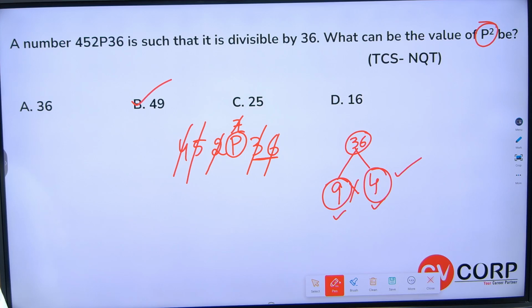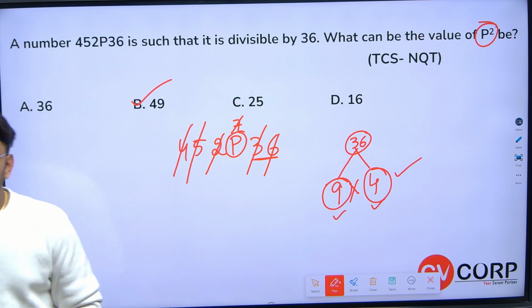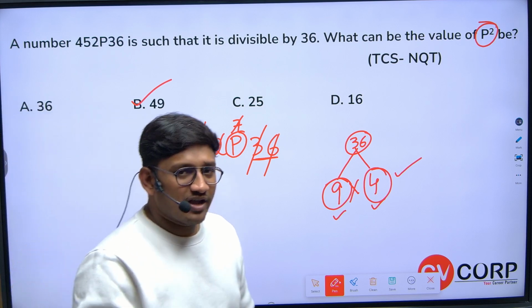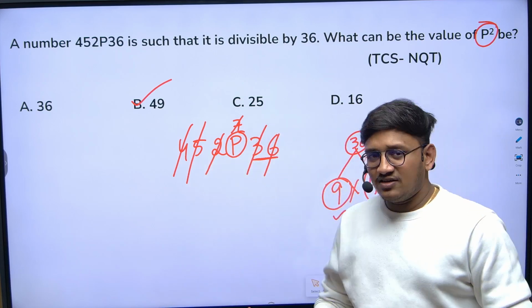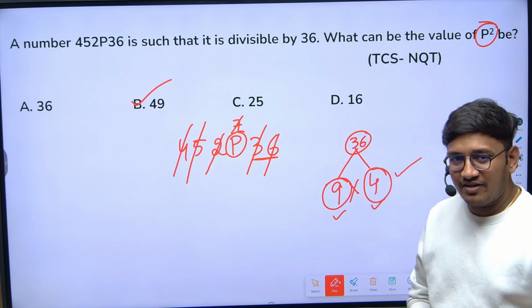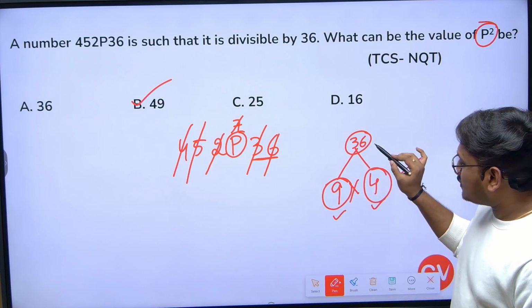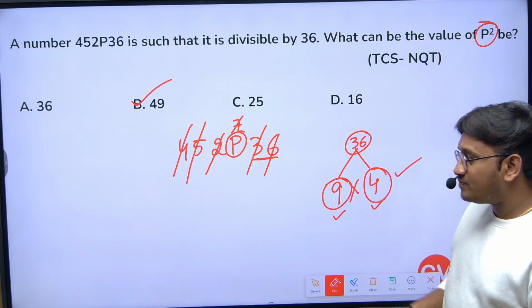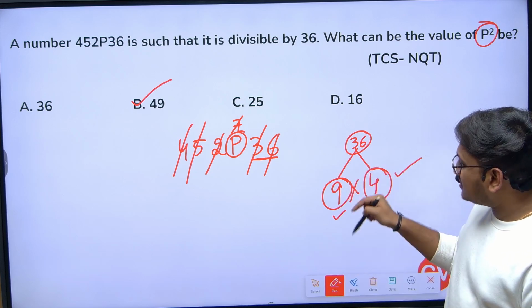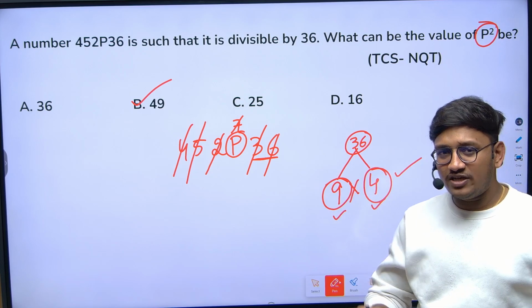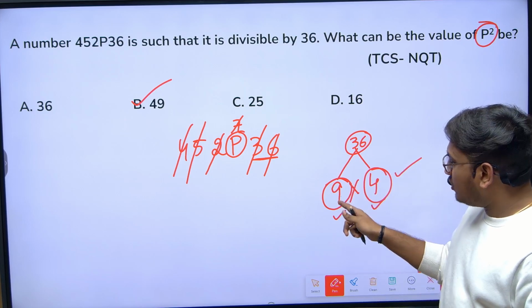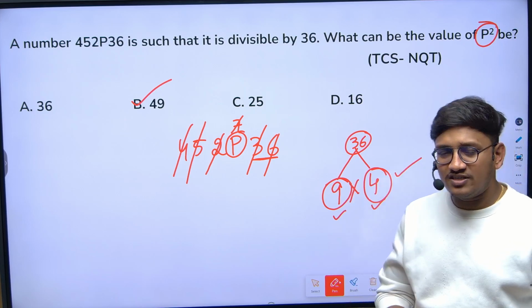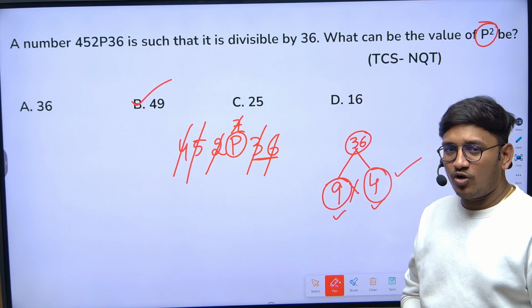For 36, should the number be divisible by all factors of 36? No. No need to check all the factors. Very simple logic. Some students might have a doubt: sir, why are you checking with 9 and 4? We can even write 36 as 12 into 3, right? 12 threes are 36. Why are you checking only with 9 and 4? There are so many ways to write 36.